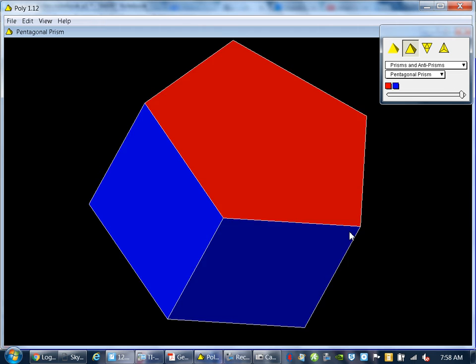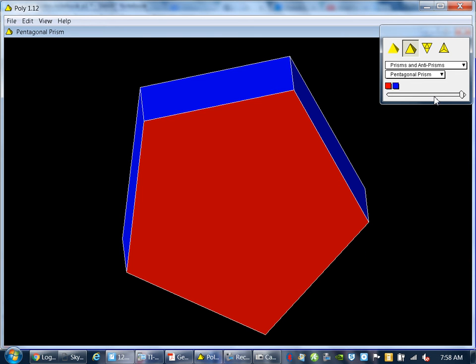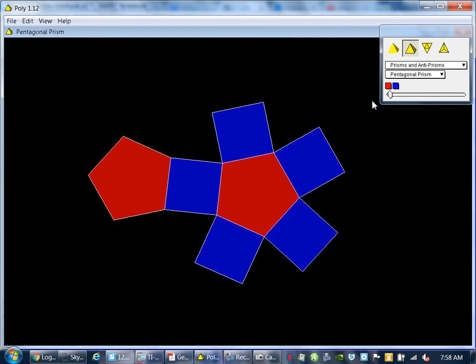Because remember, when we open this up, if we look at its net, when you deconstruct it, you're going to see that there's just 2 of these and a bunch of other stuff. So you're always trying to imagine what it looks like where there's just 2 of them, and that will always, always, always be your base. And remember, it doesn't have to be on the ground.